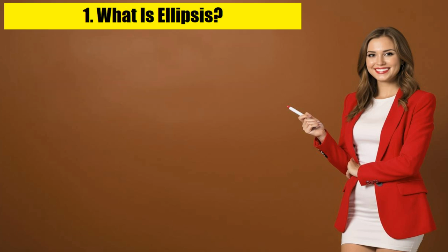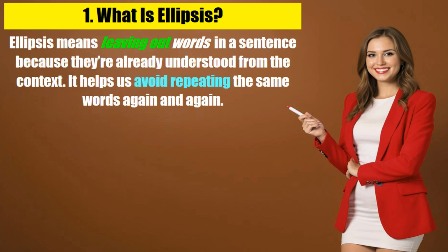1. What is ellipsis? All right, let's start simple. Ellipsis means leaving out words in a sentence because they're already understood from the context. It helps us avoid repeating the same words again and again, because, let's be honest, repeating words can sound boring.